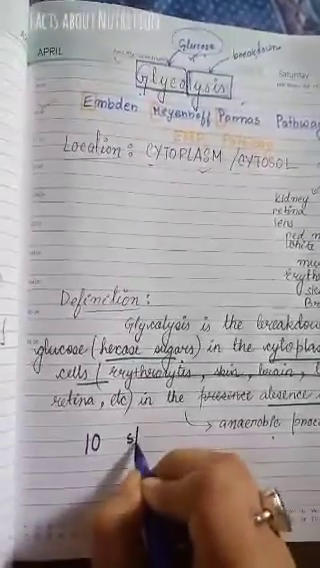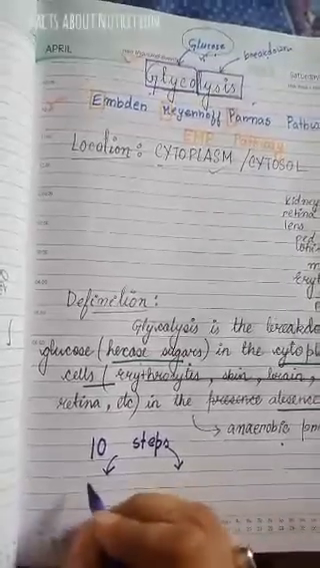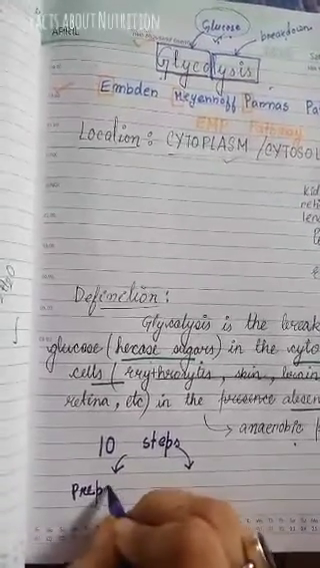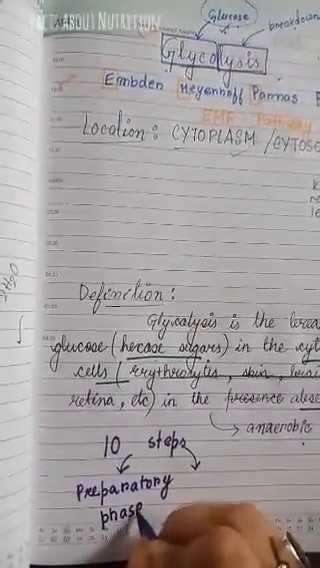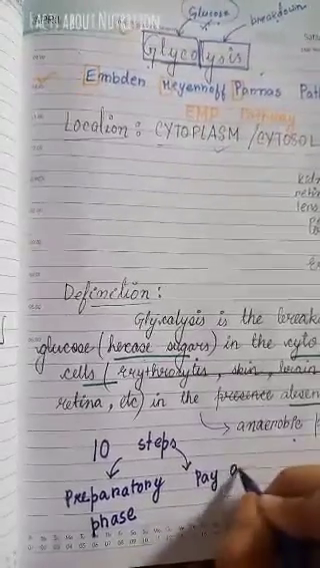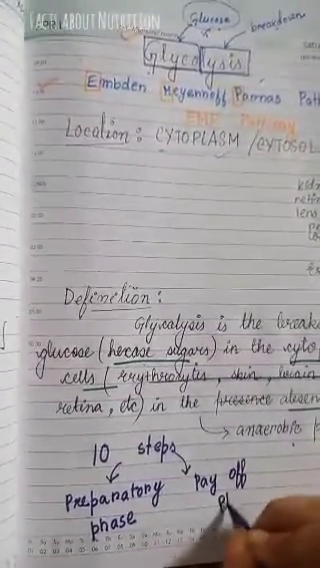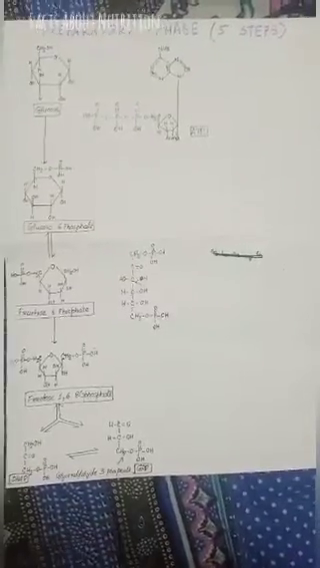Now this total process of glycolysis is divided into 10 steps: the first 5 steps and the last 5 steps. The first 5 steps are known as the preparatory phase or the investment phase, and the last 5 steps are known as the payoff phase. We'll come to know about that. Now we'll talk about the preparatory phase or the investment phase. The first 5 steps are the preparatory phase.